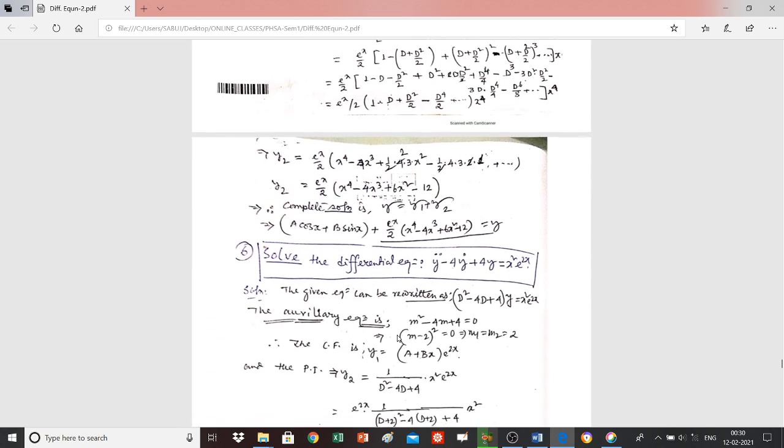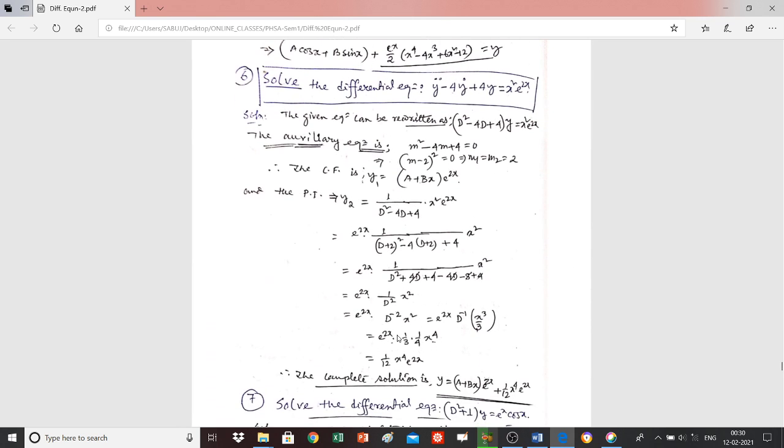Here is another example, and you go through this. Every step is calculated here, and you will understand what has happened here. So we calculated here our complementary function as a plus bx times e to the x, because m1 and m2 are equal, and the particular integral as 1 by 12 x to the power e to the 2x. So the complete solution is this.